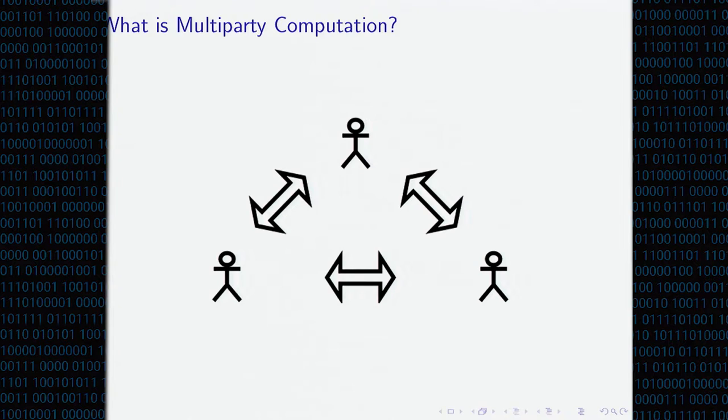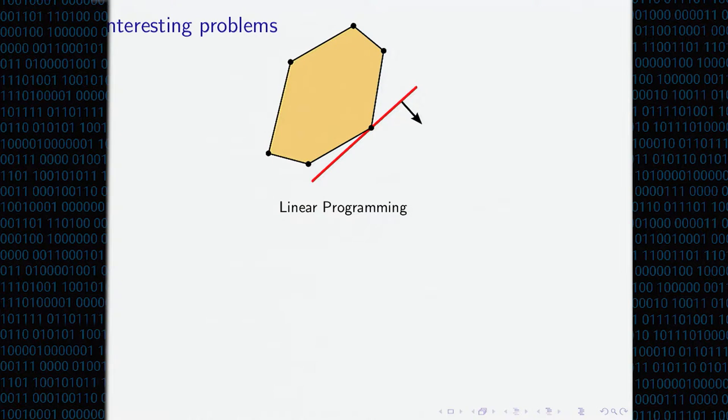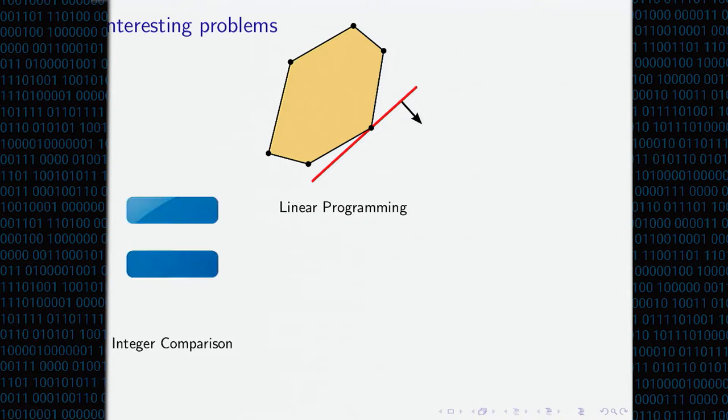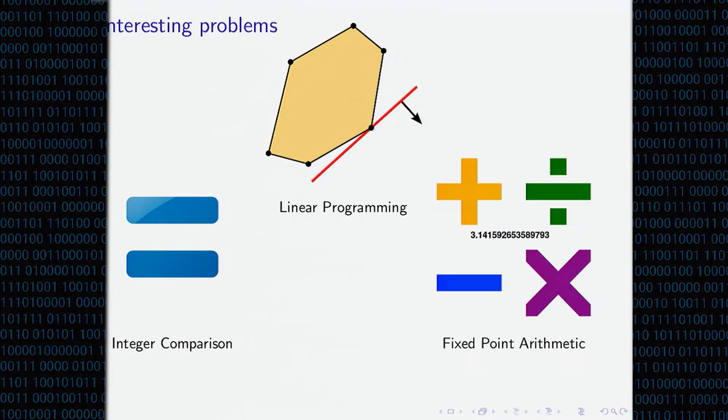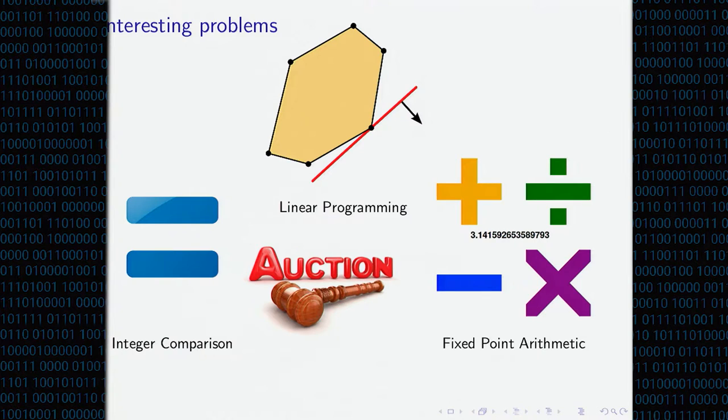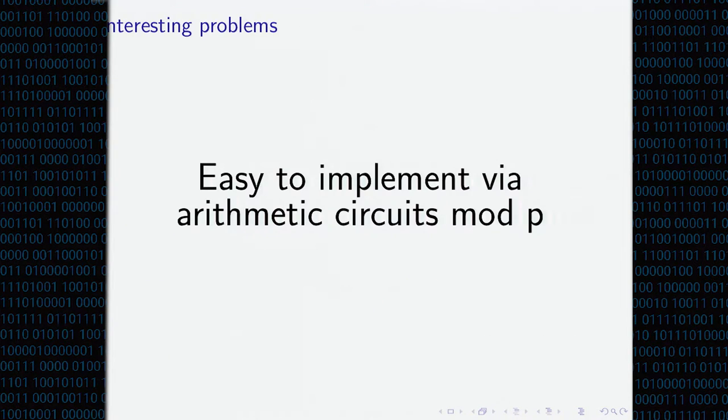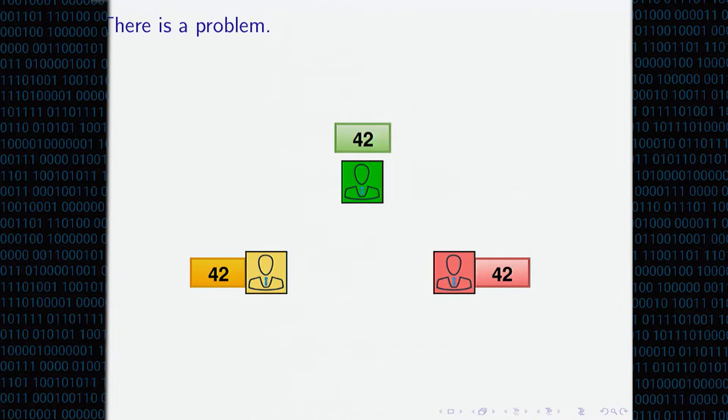Okay, so let's see what kind of problems we can tackle using MPC, some interesting problems. On one hand we have linear programming, integer comparison, fixed point arithmetic, and auctions. These problems, besides being interesting, share something. Namely, they are easy to implement with arithmetic circuits mod P. Okay, but there's a problem.